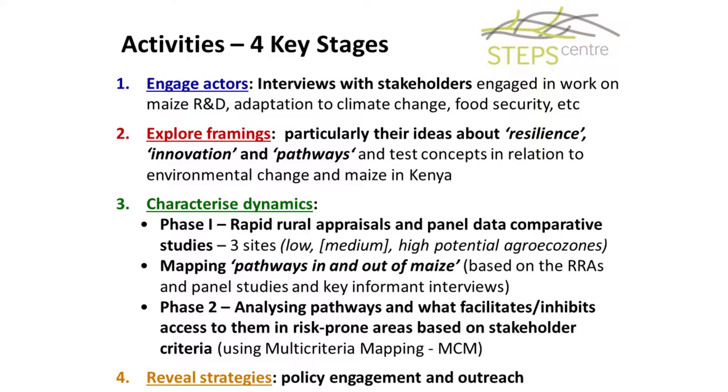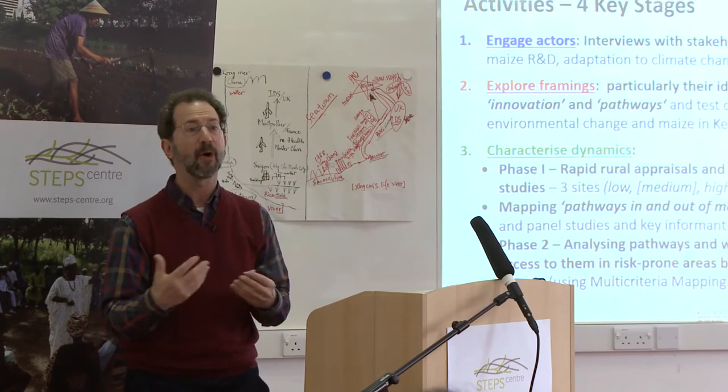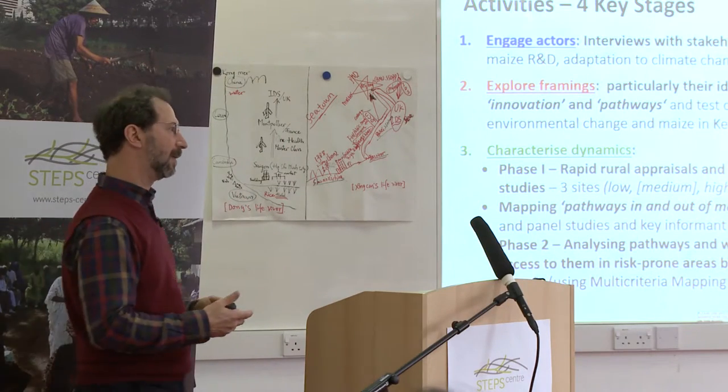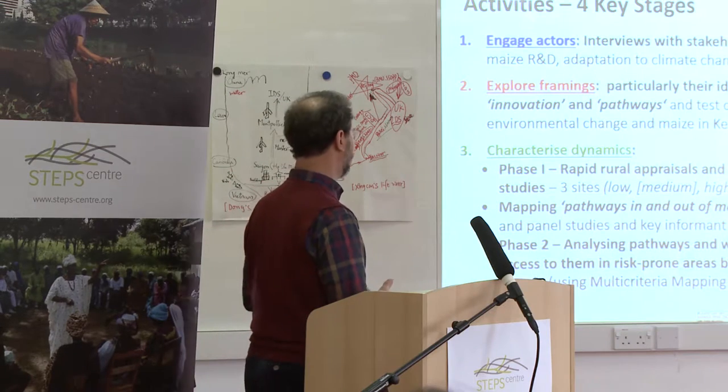Then we brought those pathways back in our engagement with those actors, to work with them to analyze those pathways and have some discussion about what might facilitate or perhaps inhibit access to some of these alternatives, particularly in those risk-prone environments where people are growing maize, but where they constantly are facing different shocks and stresses which limit their productivity, and where you often get poor returns on those kinds of investments.